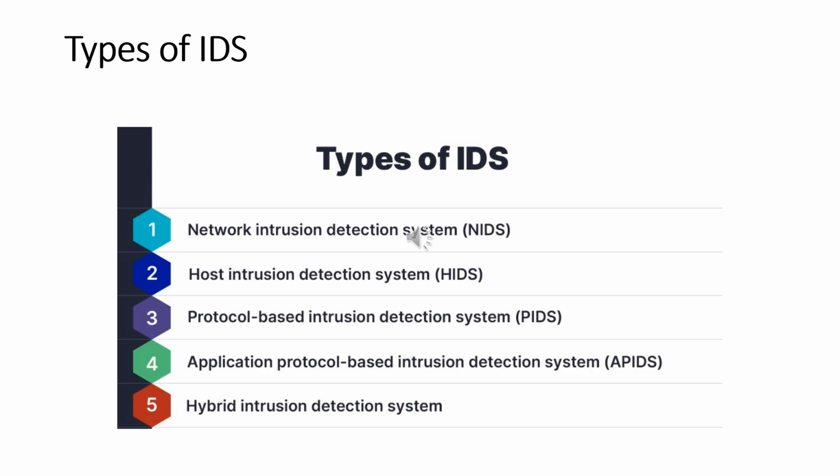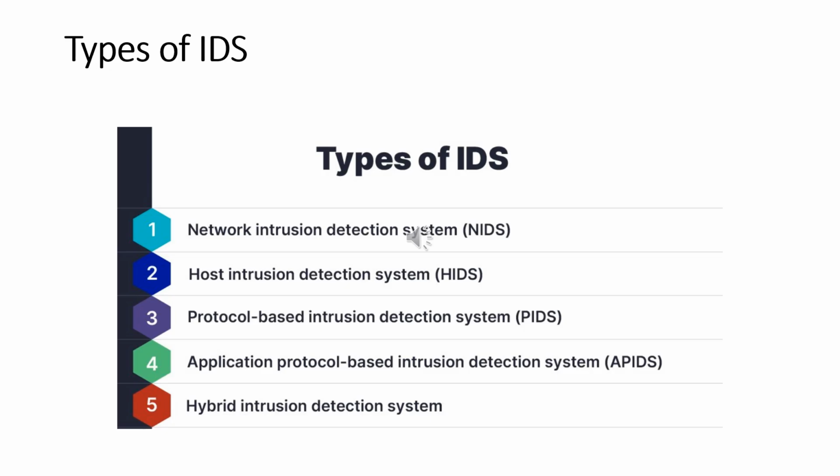HIDS, Host Intrusion Detection System. This system watches a single computer or server. It checks the files, system logs and what is happening on that particular machine. For example, we can say it's like a bodyguard who watches only one person.